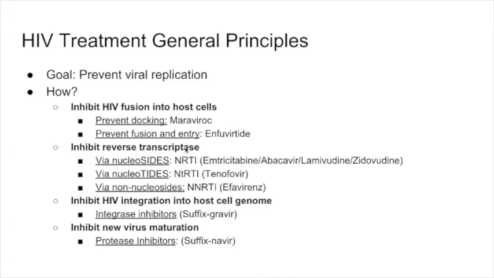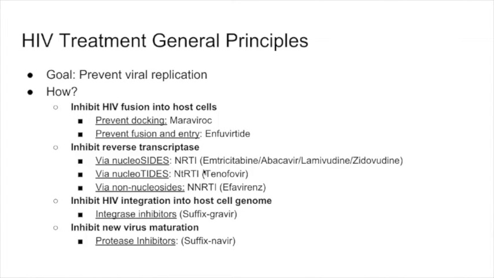The second step that we can do is to inhibit reverse transcriptase. As you know, HIV uses the reverse transcriptase enzyme to go from an RNA to a DNA strand. So we can use that for our benefit. Inhibiting reverse transcriptase uses three different classes of medication. First, the nucleosides.